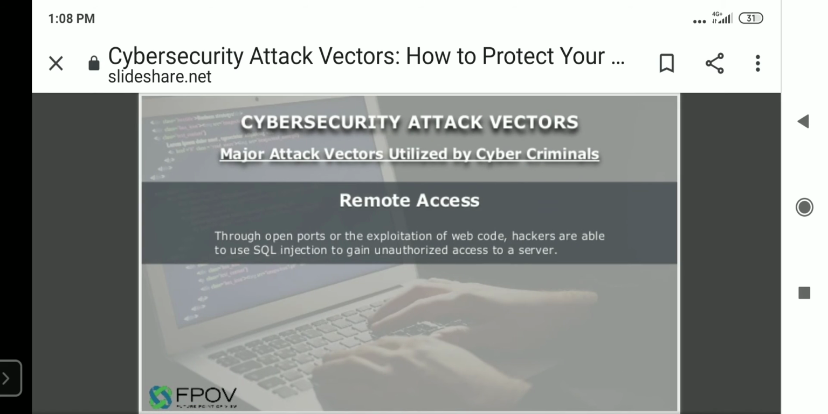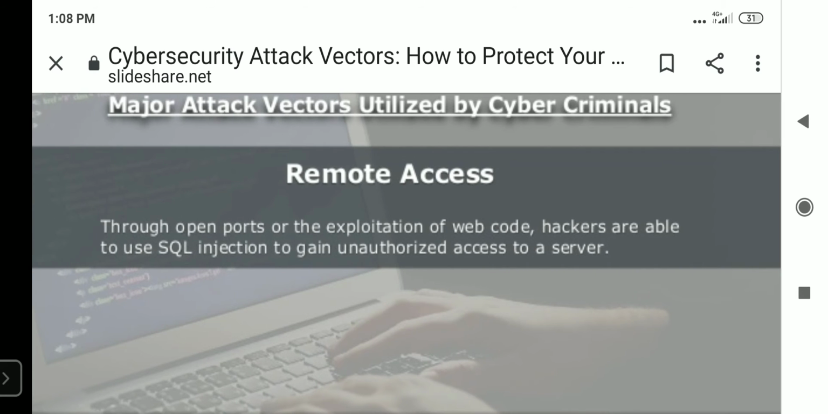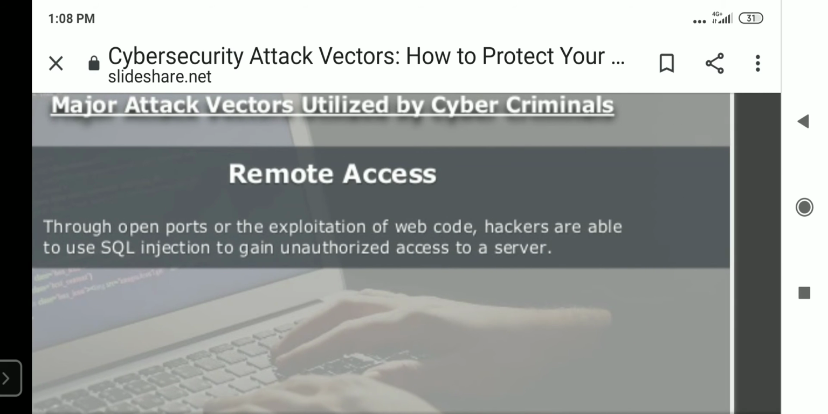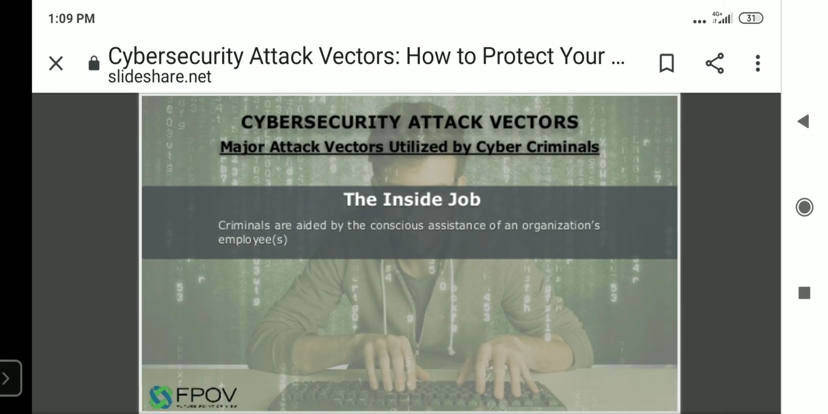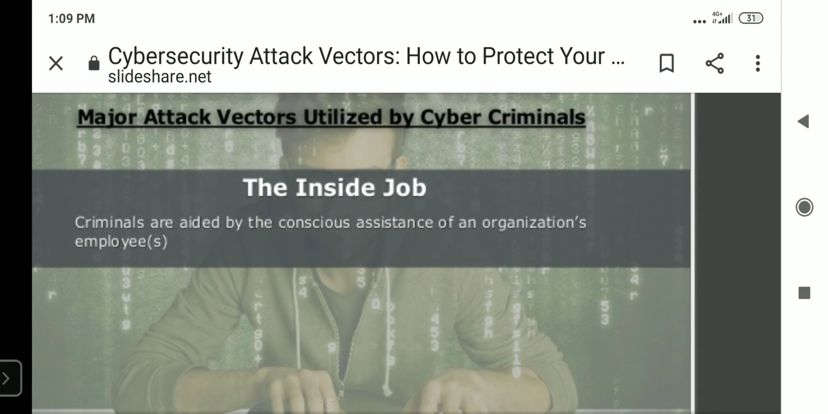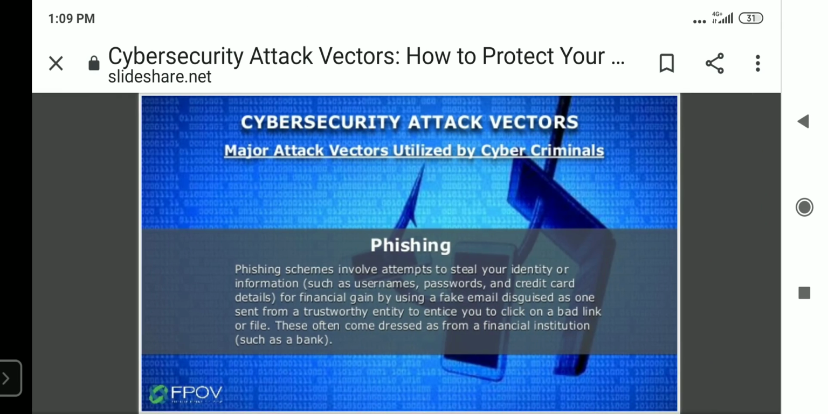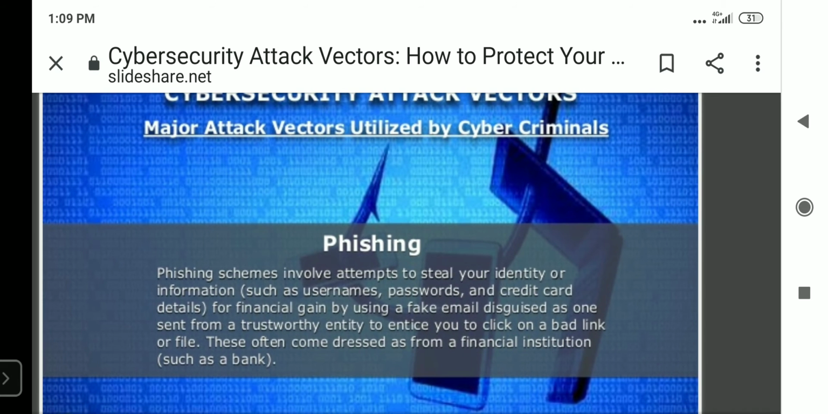And apart from this, remote access through open ports or exploitation of web code, hackers are able to use SQL injection to gain unauthorized access to a server. Apart from the outside attack, there is a responsibility of the organization people, employees working in the organization. It is found that criminals are supported by the conscious assistance of an organization's employees. It has been estimated that nearly 30% of the threat is from the internal people, that is the persons working for the organization.